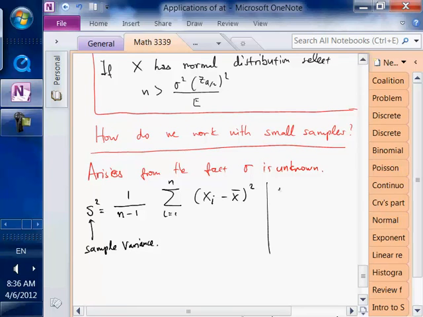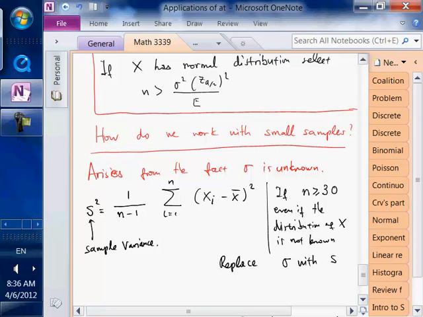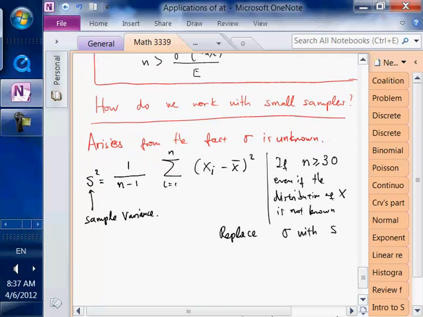Now, if n is greater than or equal to 30, even if the distribution of x is not known, replace sigma with s, which is the square root of the sample variance. You can do that easily. So this is how we deal with cases where we don't know the sigma.